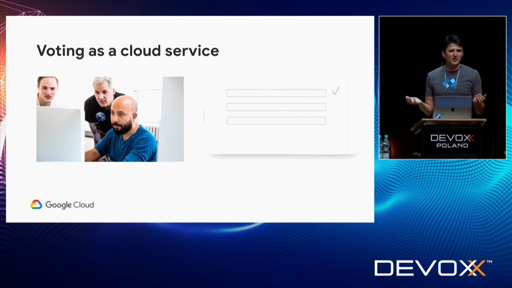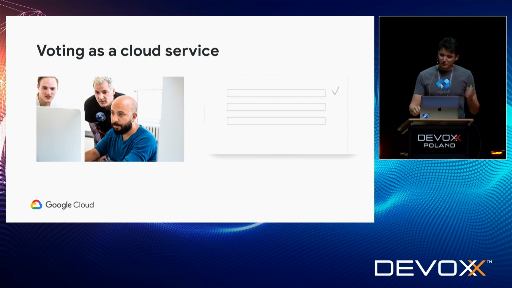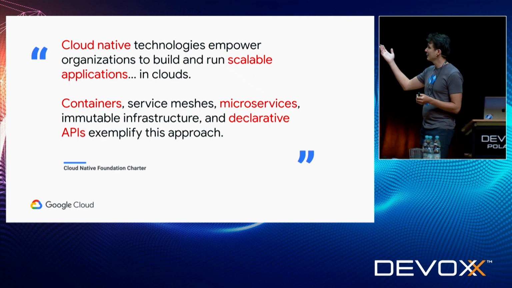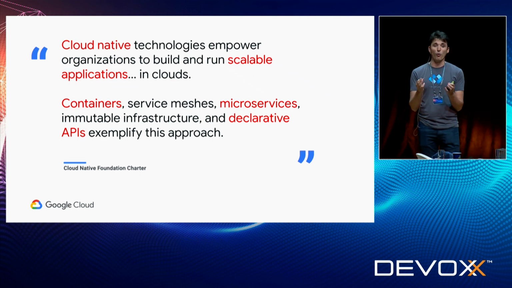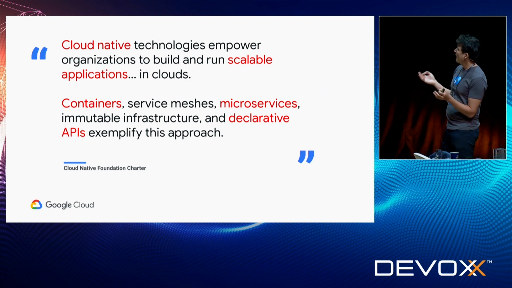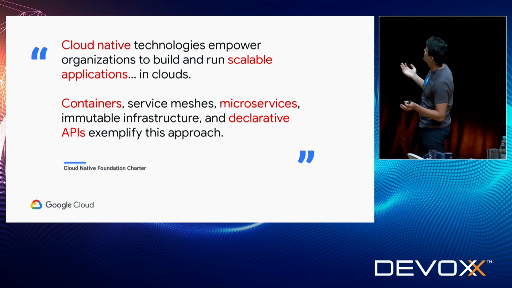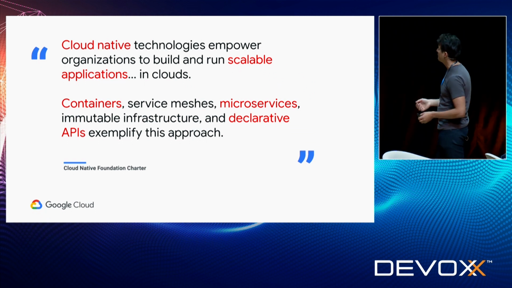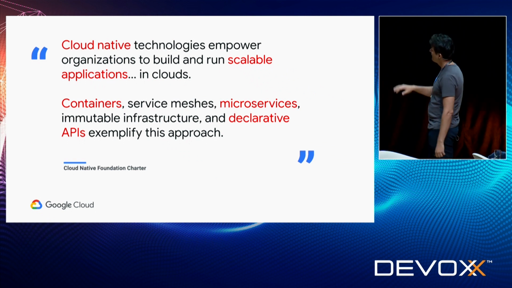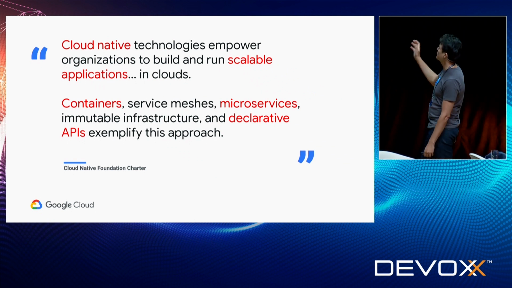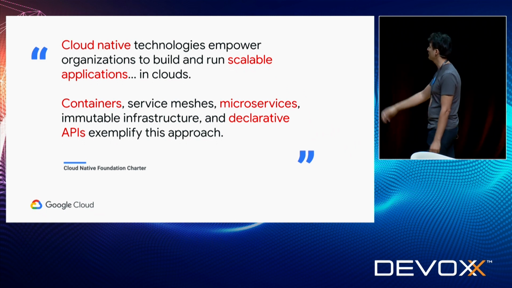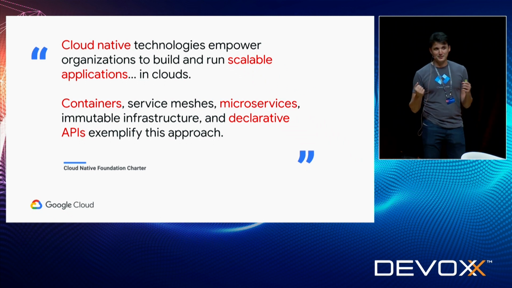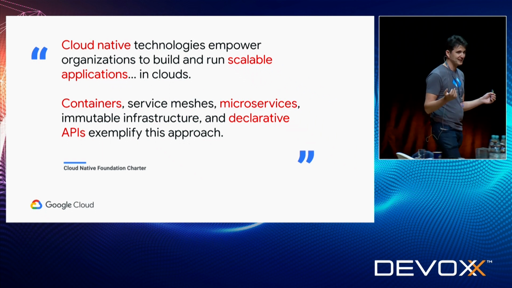What is a cloud-native application? There's a lot of buzz around these words, but it's actually very easy to figure out. These are the two sentences from the Cloud Native Foundation Charter itself, the core meaning of cloud-native. And it's pretty easy. Let's see. Cloud-native technologies empower organizations to build and run scalable applications in clouds, any of them, private, public, on-prem, and containers, service mesh, microservices, immutable infrastructure, and declarative APIs are what we use to build them. In red is what matters for us as developers the most. And we'll start with containers.